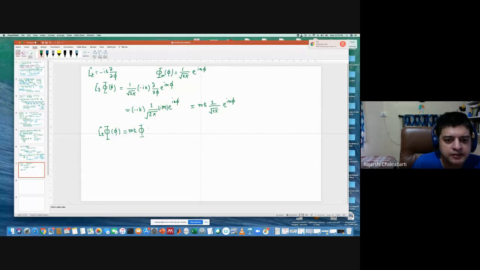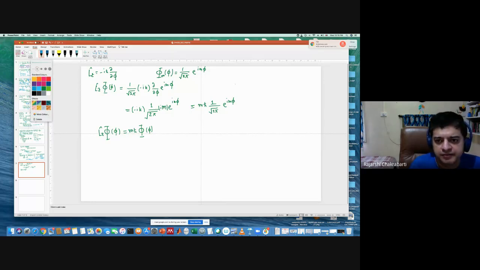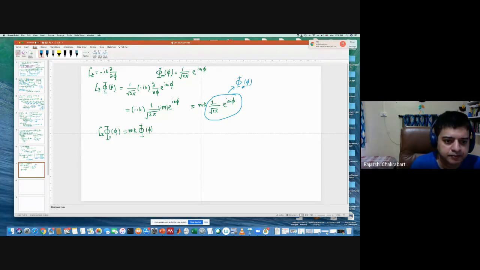This is fine, very simple, because what I have here is what we had started with. Fine. So basically, Phi_m(phi) is an eigenfunction of the Lz operator with the eigenvalue mħ.